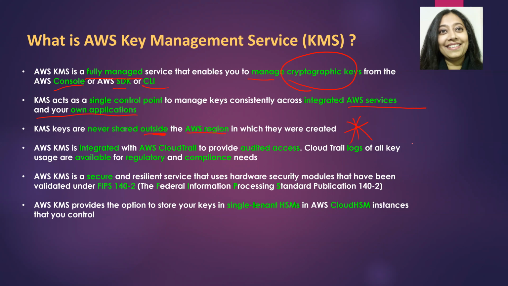The fourth point, this one, is equally important as well, and you will see why. AWS KMS is integrated with AWS CloudTrail to provide audited access. So what does this mean? This means that whenever you access AWS KMS keys, a log is going to be generated and that access is going to be logged in CloudTrail.